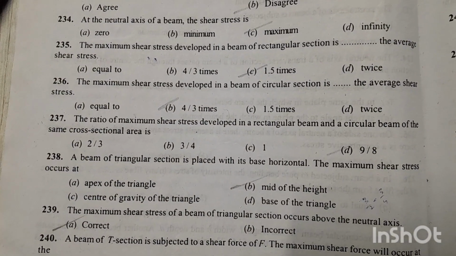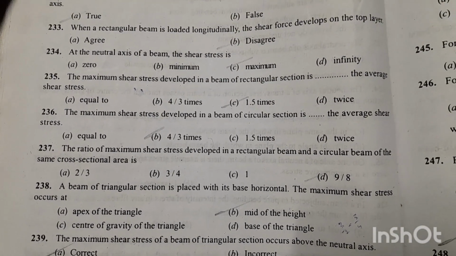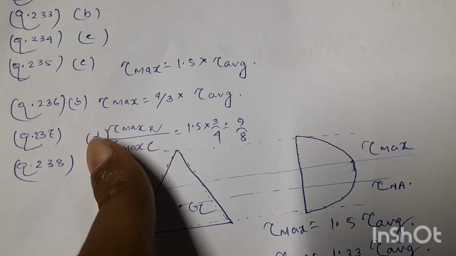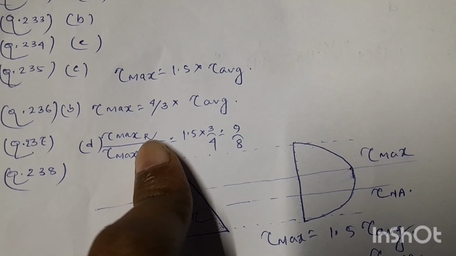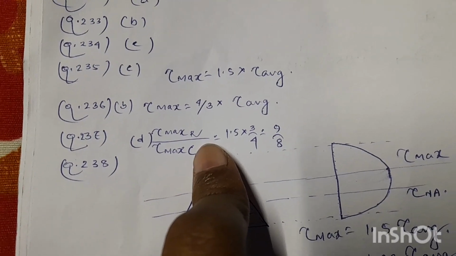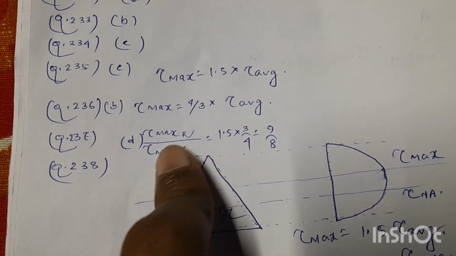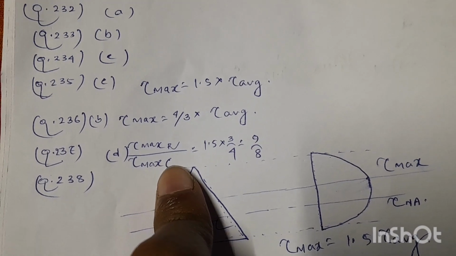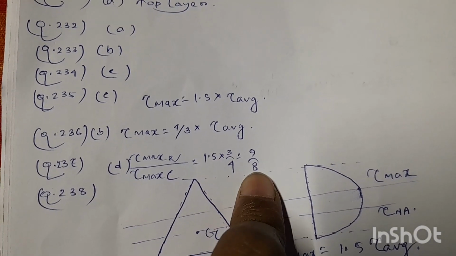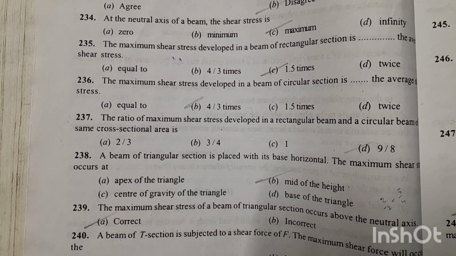Next question 237. The ratio of maximum shear stress developed in a rectangular beam and circular beam of the same cross-sectional area is, we know the maximum shear stress for rectangular section is 1.5 times the average shear stress, and maximum shear stress for circular cross section is 4/3 times the average shear stress. If we make the ratio, we will get the value 9/8. So for this question 237, option D is the right answer.